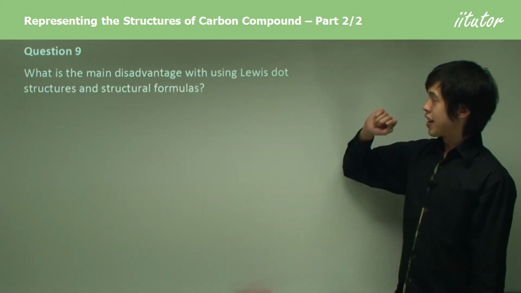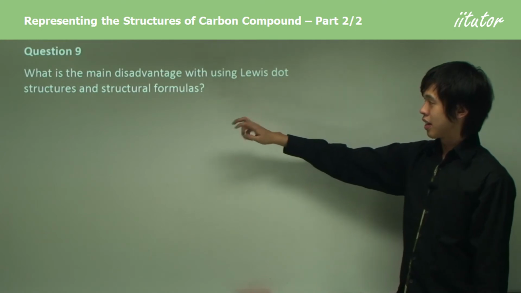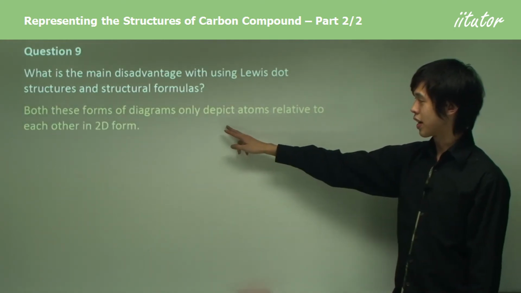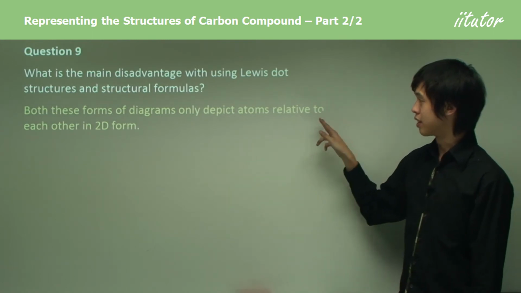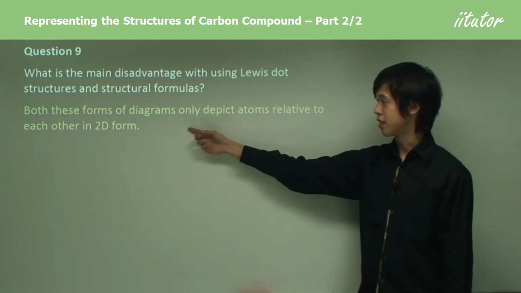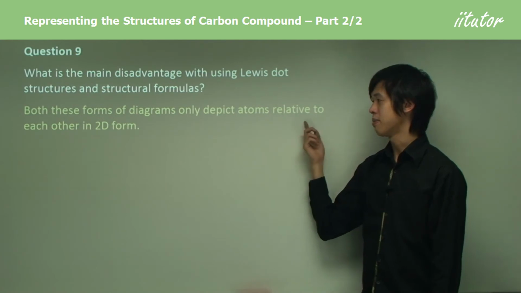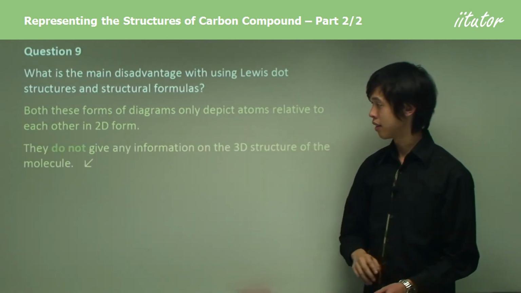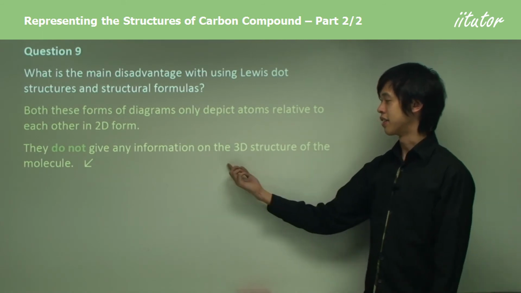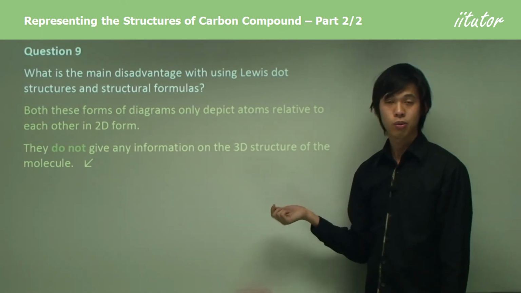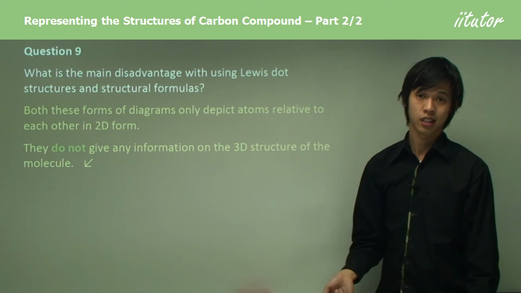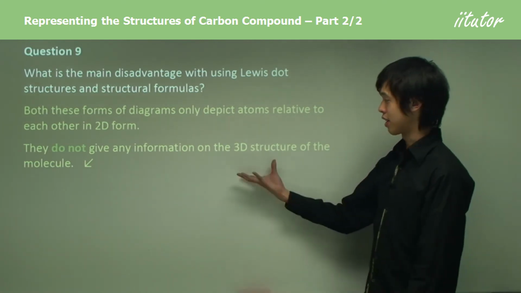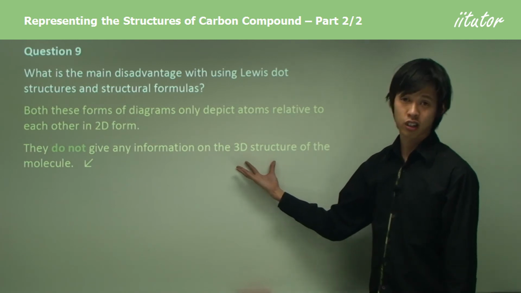So what is the main disadvantage of using Lewis dot structures and structural formulas? Both of these forms of diagrams only depict atoms relative to each other in 2-dimensional space. And they don't give you any information on 3-dimensional structures of molecules, which may have an important consequence in some chemical reactions. So the main problem is they don't give you any information about 3D structure.